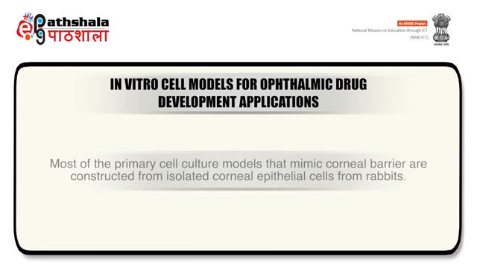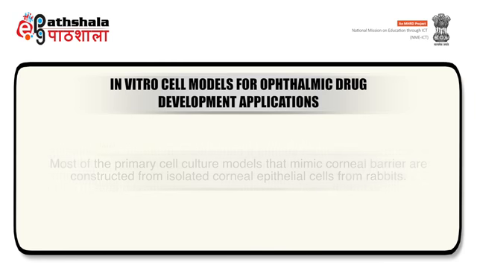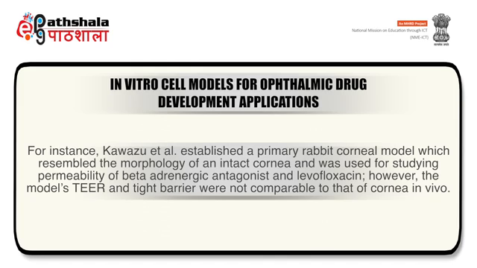Primary models. Most of the primary cell culture models that mimic the corneal barrier are constructed from isolated corneal epithelial cells from rabbits. For instance, Cavazzo et al. established a primary rabbit corneal model which resembled the morphology of an intact cornea and was used to study the permeability of beta-adrenergic antagonists and levofloxacin. The model barrier and the tight barrier were not comparable to that of the cornea in vivo.